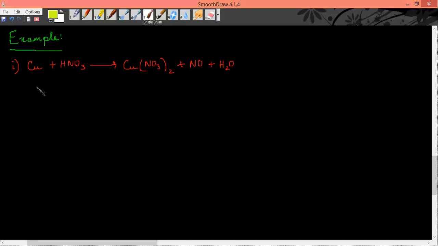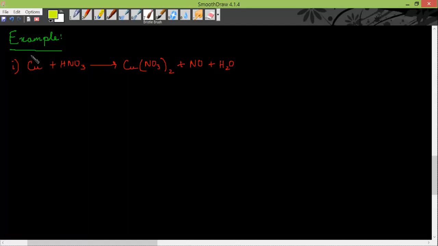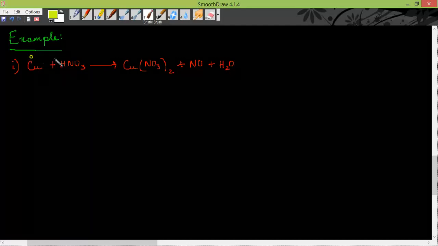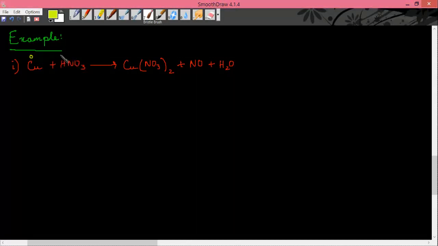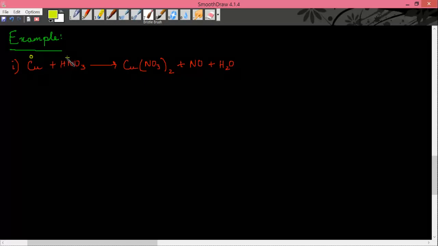The first example is copper plus nitric acid gives copper nitrate plus NO plus H2O. At first we have to find the change in oxidation number. It is copper, a free element, so the oxidation number is 0. It is nitric acid, so the oxidation number of nitrogen is plus 5. We have discussed it in the previous class.